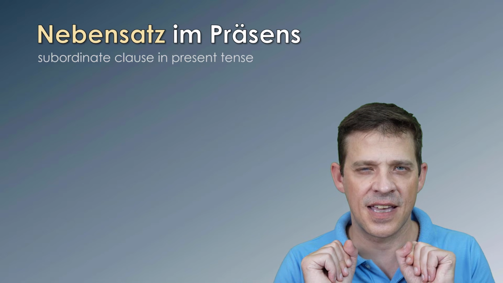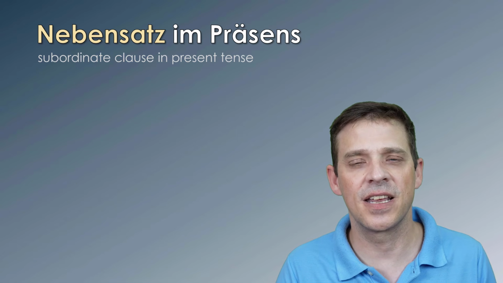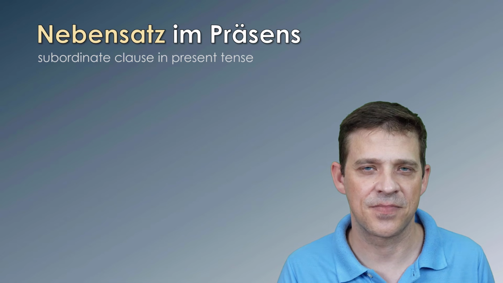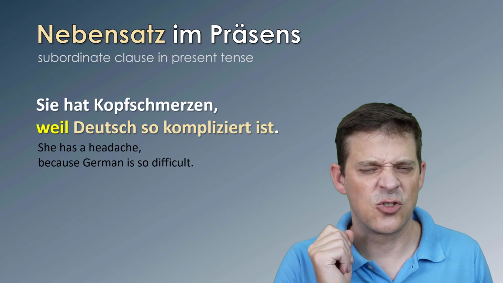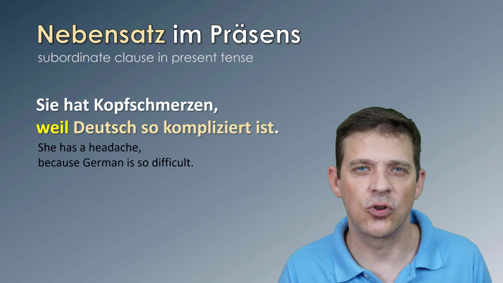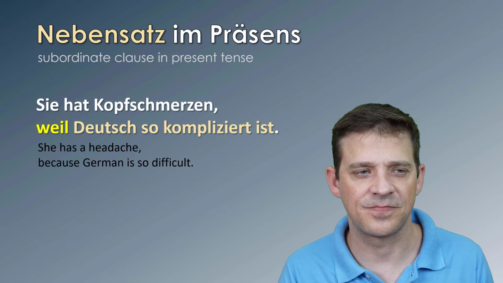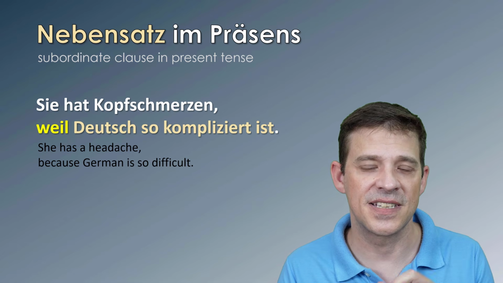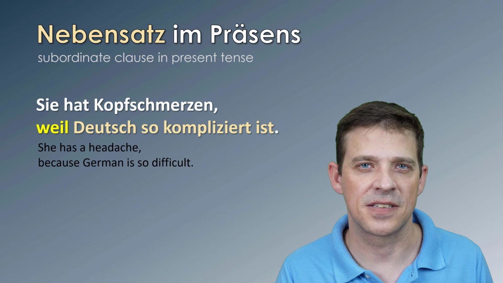Wir fangen an mit der Situation 1. Das ist Nebensatz im Präsens. Subordinate clause in present tense. Das Beispiel: Sie hat Kopfschmerzen, weil Deutsch so kompliziert ist. She has a headache because German is so difficult. First the main clause, sie hat Kopfschmerzen, and then, all in yellow, das ist der Nebensatz.